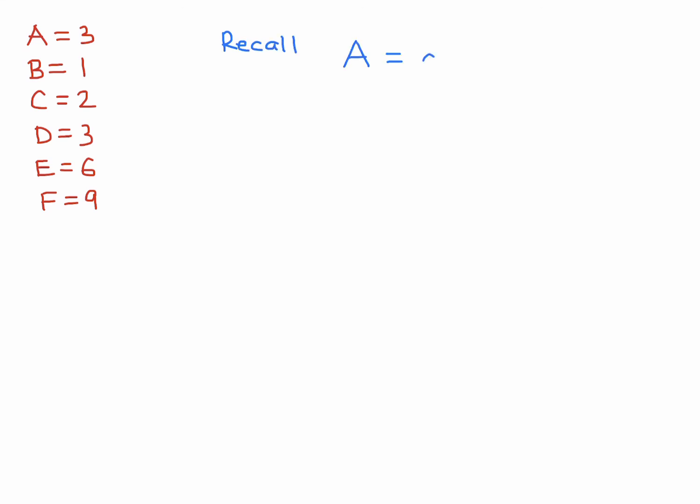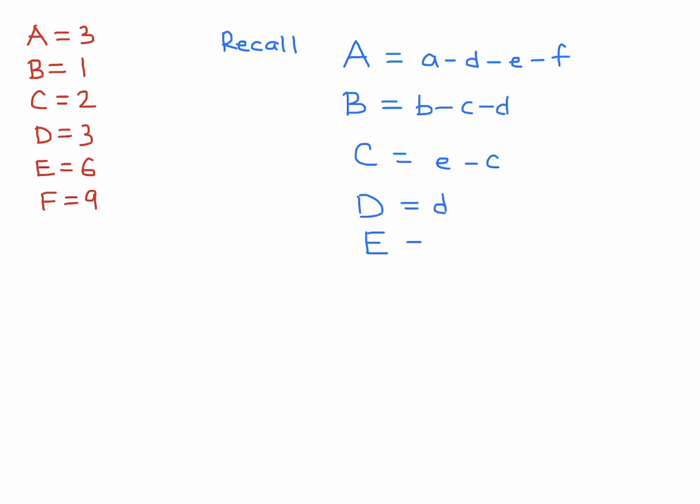We had made substitutions earlier. We had made the substitution that big A is equal to small a minus small d minus E minus F. That big B was equal to B minus C minus D. C was equal to small e minus small c. D was equal to just small d. E was equal to small f, and big F was equal to small c.